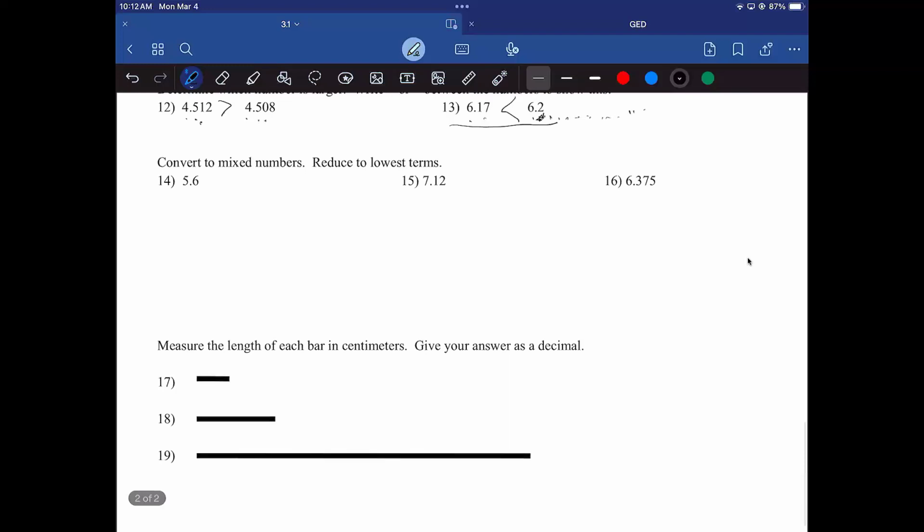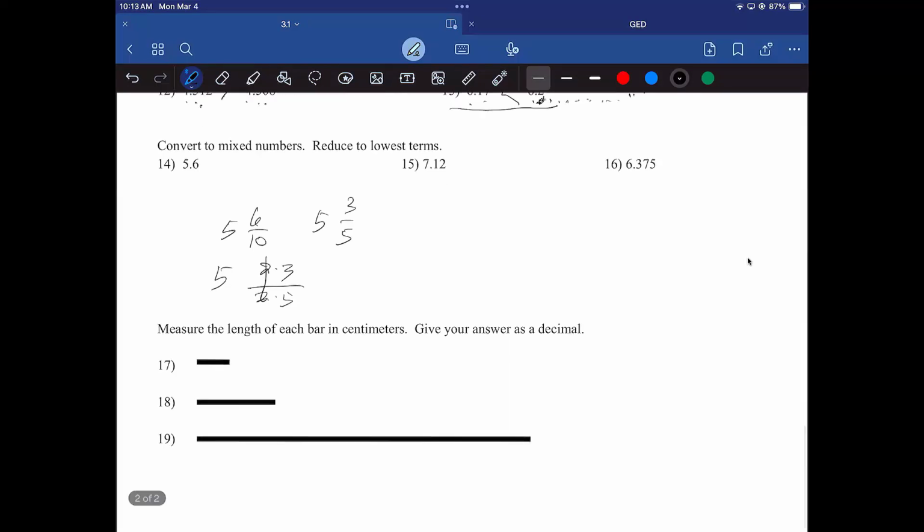And then we have here, convert to mixed numbers. So this would be 5 and 6 over 10, or 5 and 2 times 3 over 2 times 5. And those 2's reduce, and we get 5 and 3 out of 5. And that's how we can do these. And as you start to reduce these, you may notice something, a pattern with those.